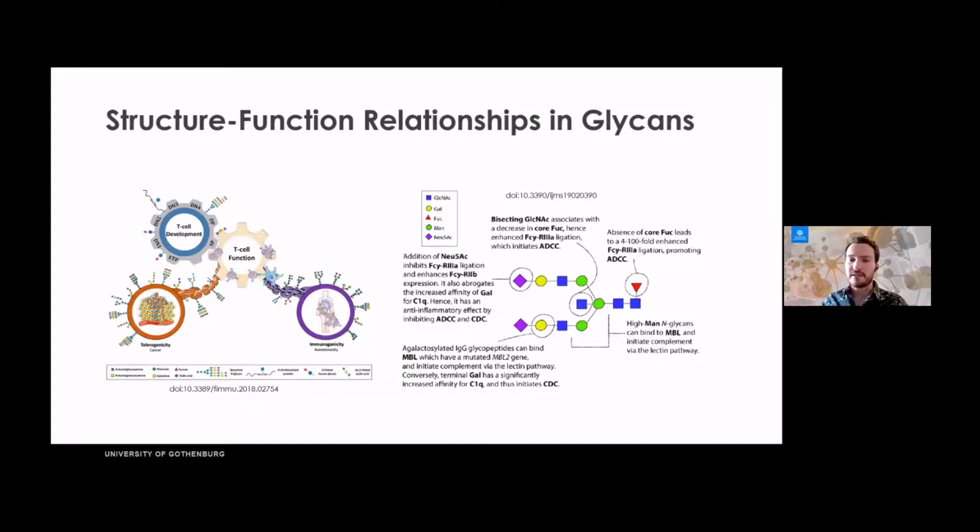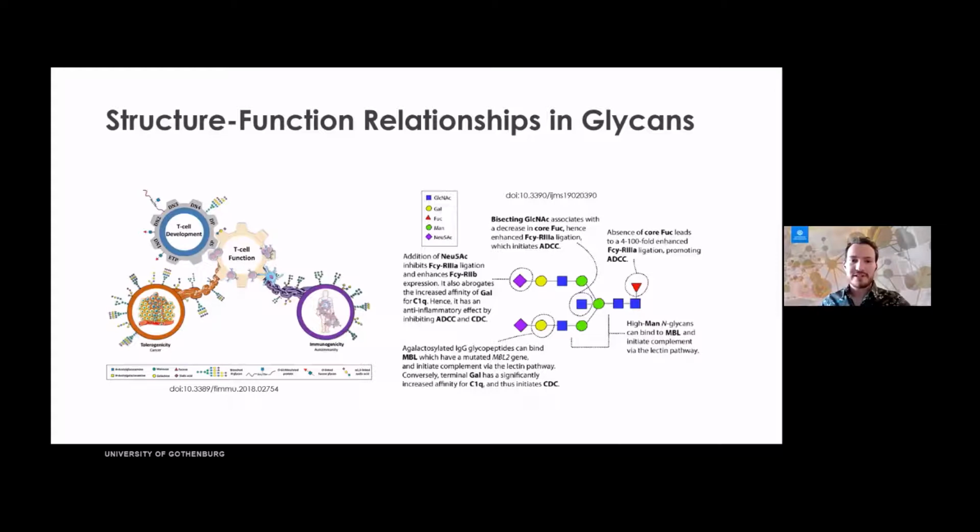And in this paper here, they just annotated a few of these structure-function relationships that have been teased apart throughout the years. So the most striking is the loss of fucose, so this red triangle here, that leads to a drastic increase in antibody-dependent cytotoxicity, which is really important for all these recombinant antibodies that are used commercially for therapeutic reasons. So by glycoengineering, you can to a certain extent tune the function of your antibody.